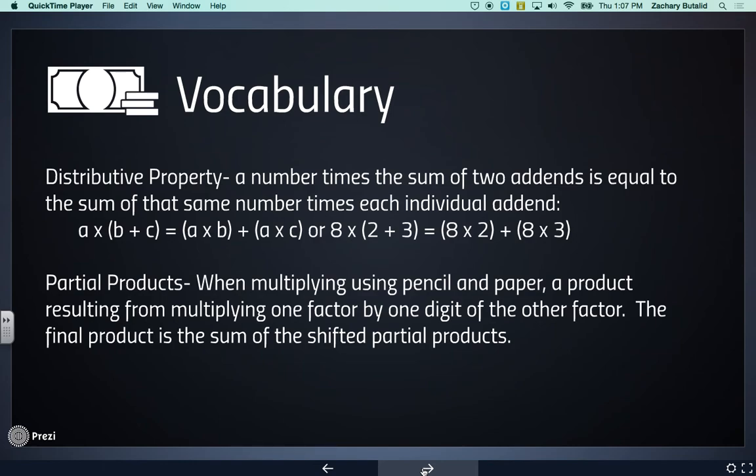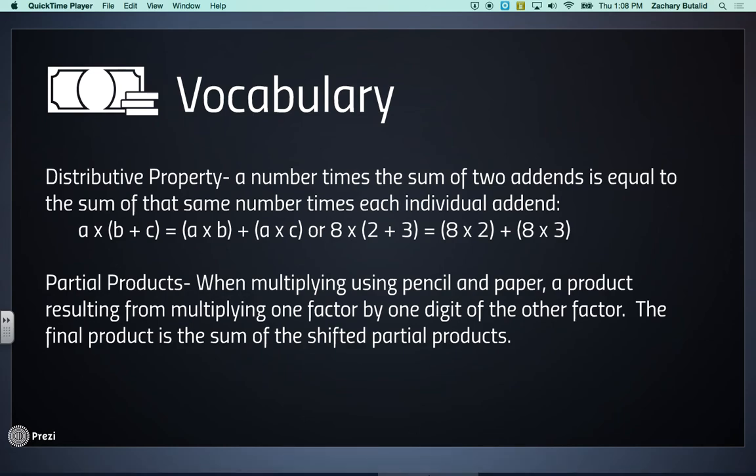All right, so your vocabulary is, go ahead and just write this part down right here. It might be good to write this example below, just so you kind of understand what the distributive property is. And then I'll explain it later on in the lesson. And then these are partial products. When multiplying using a pencil and paper, a product resulting from multiplying one factor by one digit of the other factor, the final product is the sum of the shifted partial products. And I'll talk about more of that during the lesson.